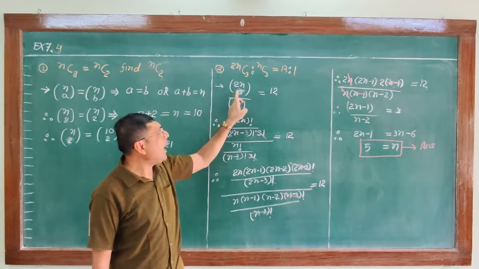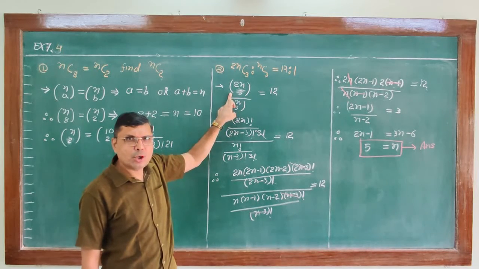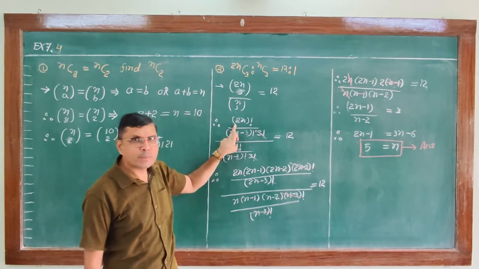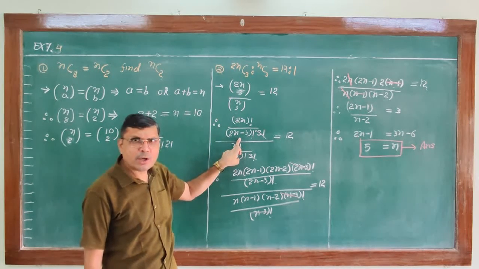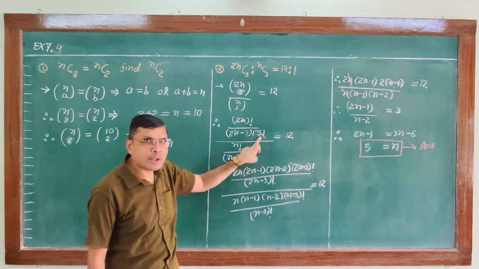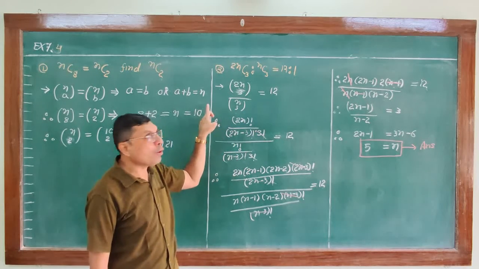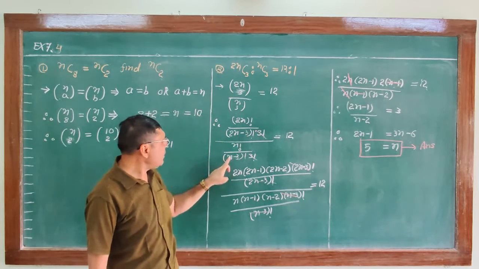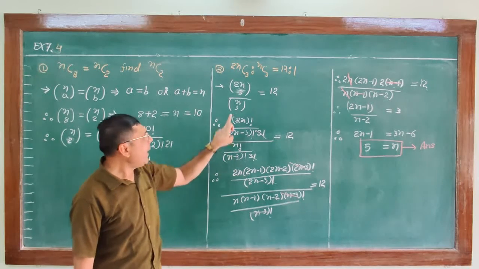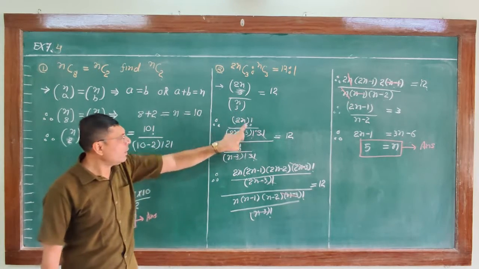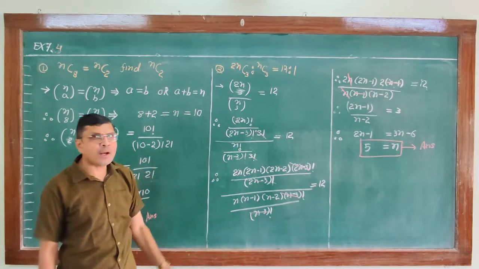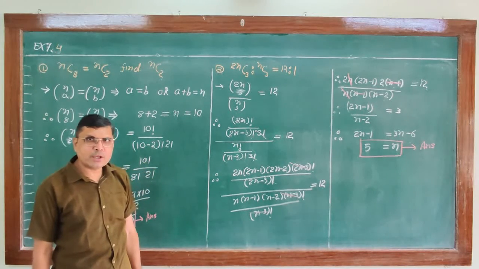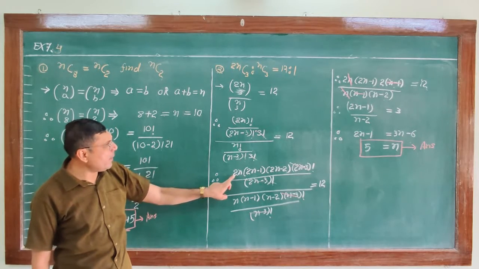Now apply the formula. In the numerator, 2n factorial upon 2n minus 3 factorial into 3 factorial, upon n factorial upon n minus 3 factorial into 3 factorial. Now I can cancel this 3 factorial from numerator and denominator. Then the remaining thing is this part.